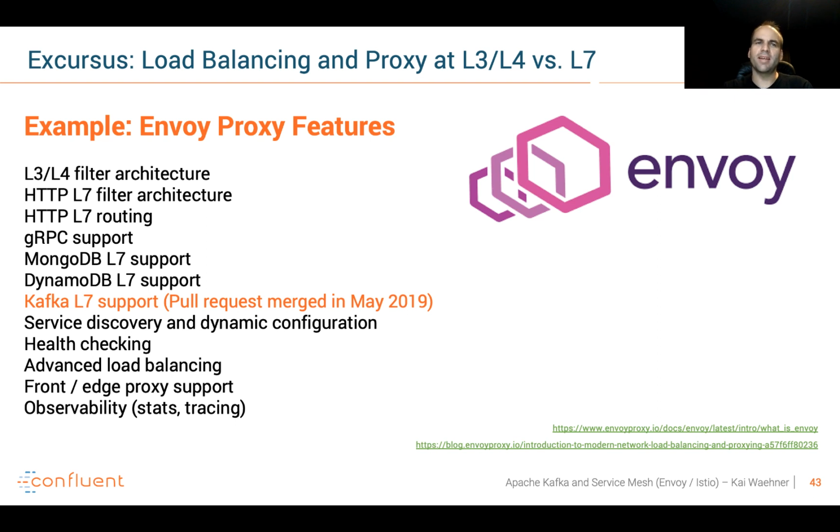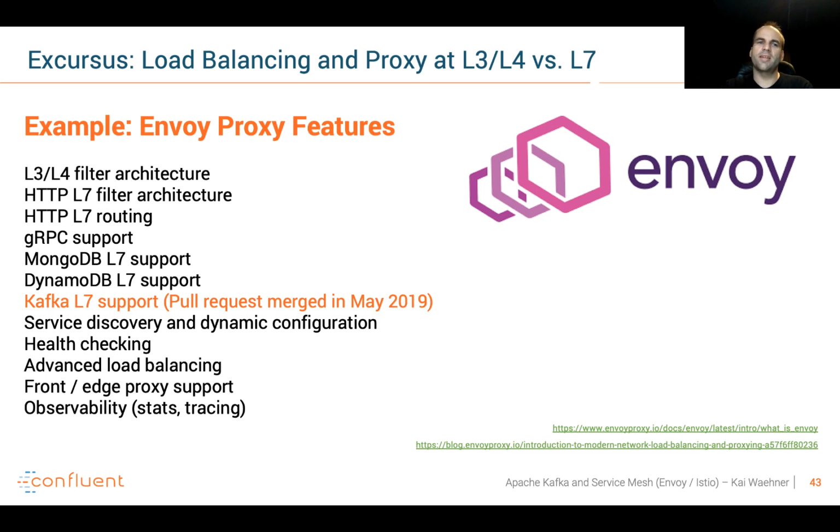With that, let's take a look at one example for load balancing in a proxy. Here you see the example of Envoy. Envoy is one open source proxy you can use. And the great thing here is, as you see on the left side, it has different features, both for level 3, level 4 filtering on the one side, but then also many advanced level 7 things like HTTP filtering or routing. And then even advanced support for other technologies like gRPC or even Kafka protocol in the meantime.